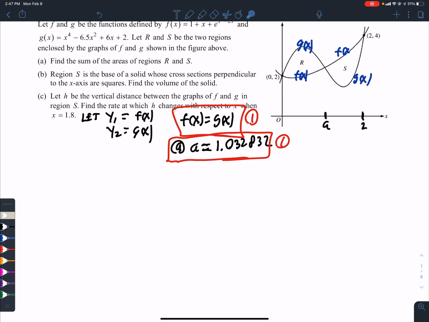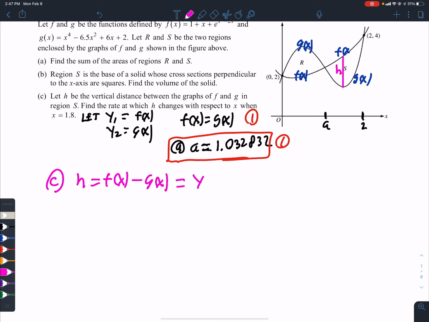There's always that weird question, and here it is, where you have to think a bit. Let h be the vertical distance between f and g in region S. So h, I would draw in this region. It's the distance vertically, and they're defining that as h. So in part C, h would be big Y minus small y. In this case, y1 minus y2.